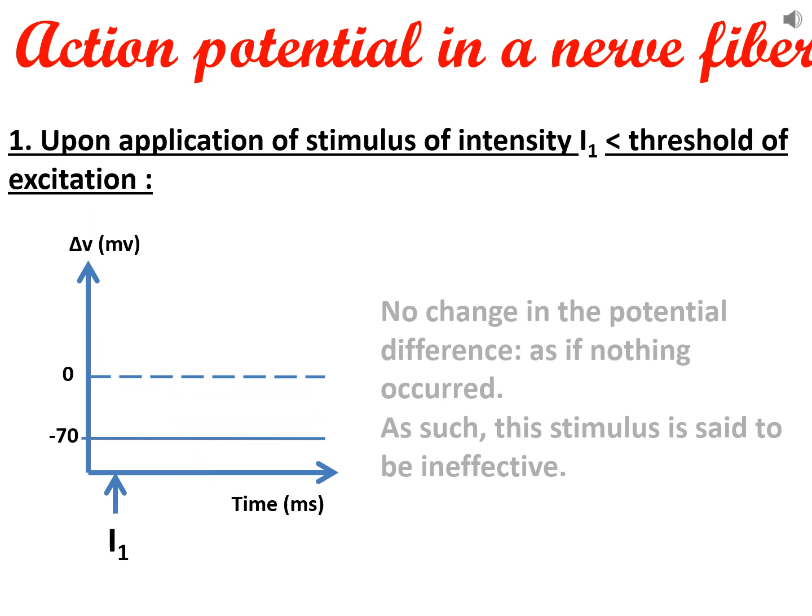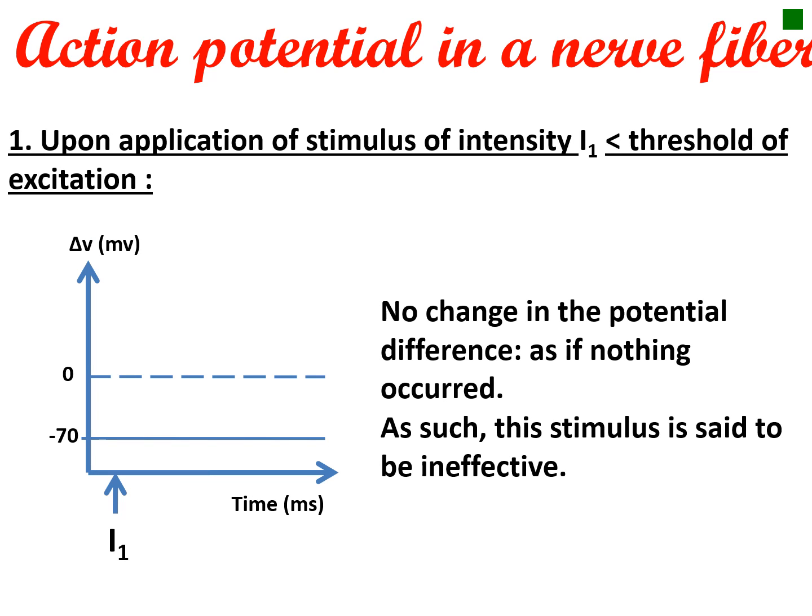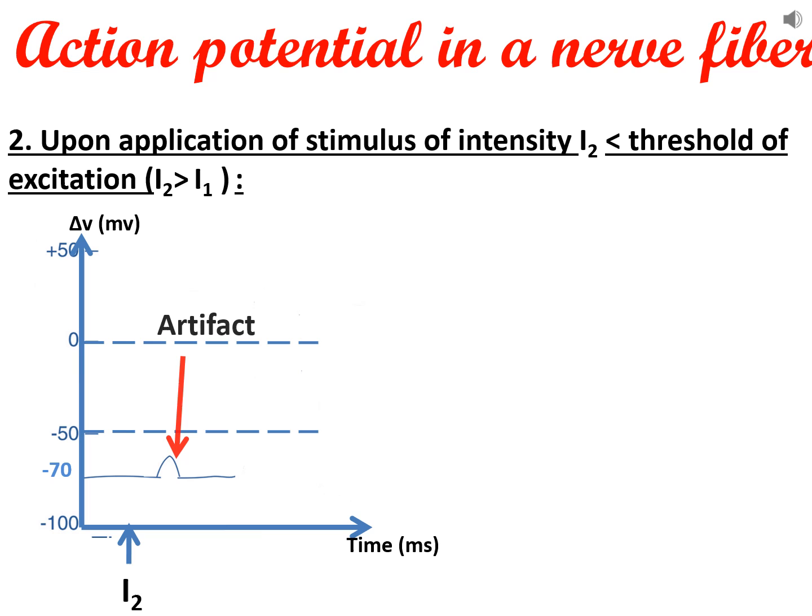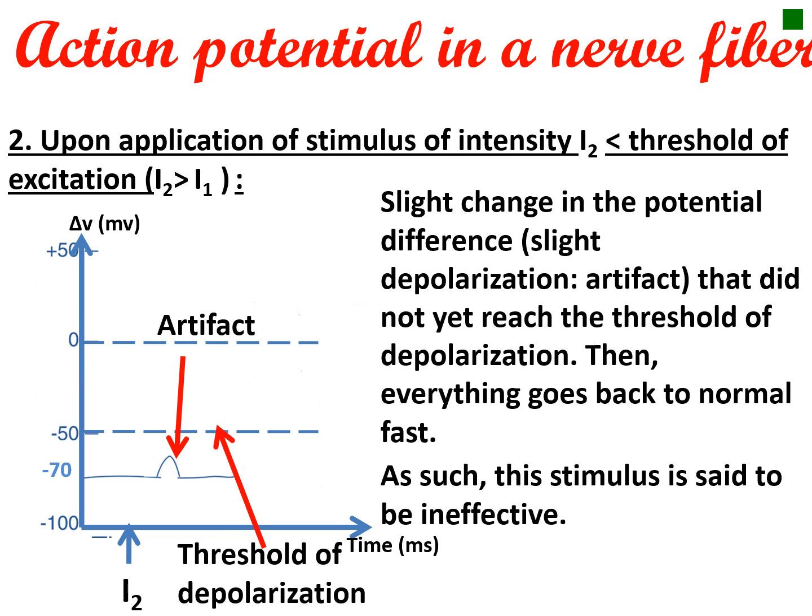This is the resting potential upon application of a stimulus of intensity I1, which is less than the threshold of excitation. There is no difference, so no change in the action potential, as nothing occurs. So the stimulus is said to be ineffective. I2 is less than the threshold, but it's greater than I1.